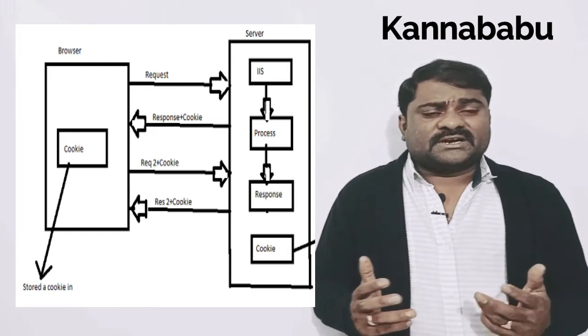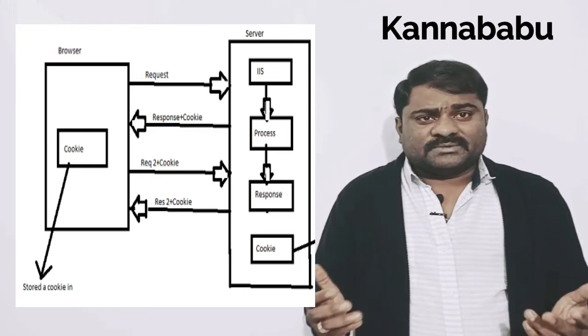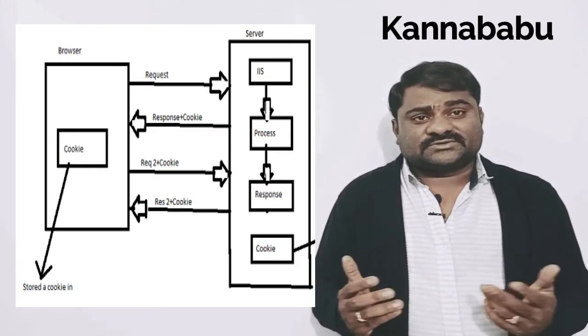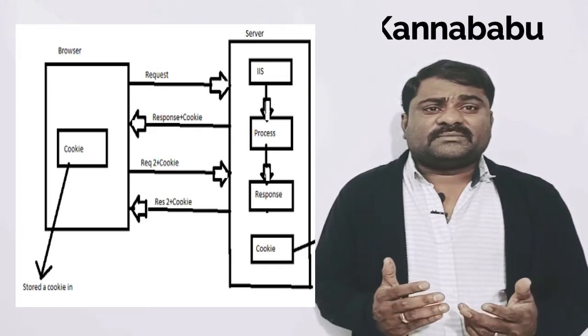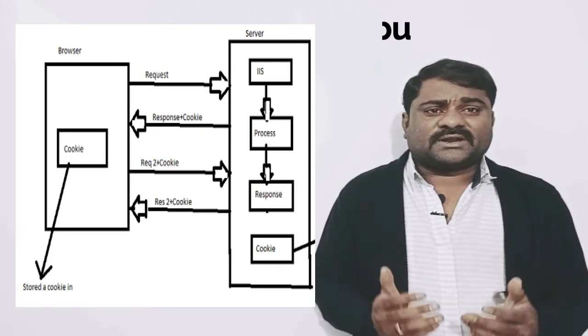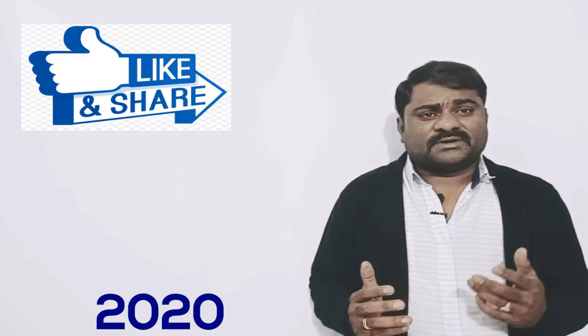Sometimes in interviews they ask what the default expiry timeout of cookies is. It is 30 minutes. Session is 20 minutes, cookies 30 minutes. These cookies are basically divided into two types: one is the temporary cookie, the other is the permanent cookie. We'll discuss them one by one.